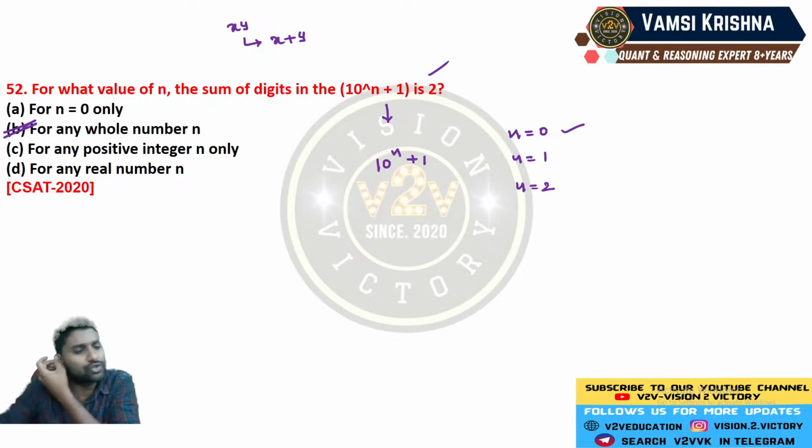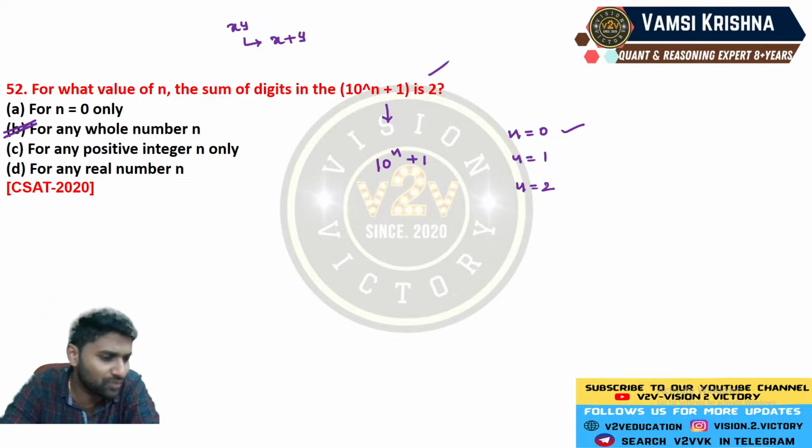Now, if you replace n with 1, 2, 3, any natural number, it validates our condition. That's why you have to choose the option whole numbers. All whole numbers are possible for this kind.